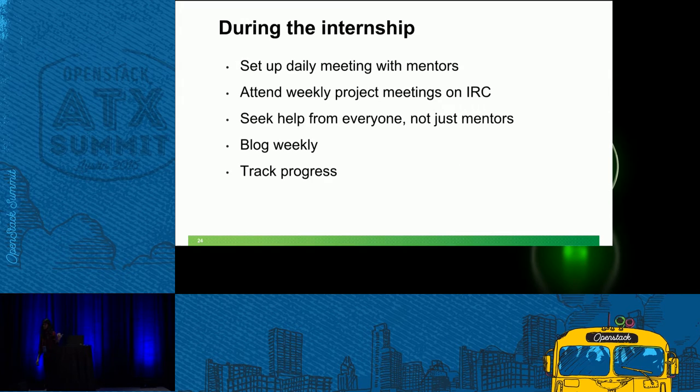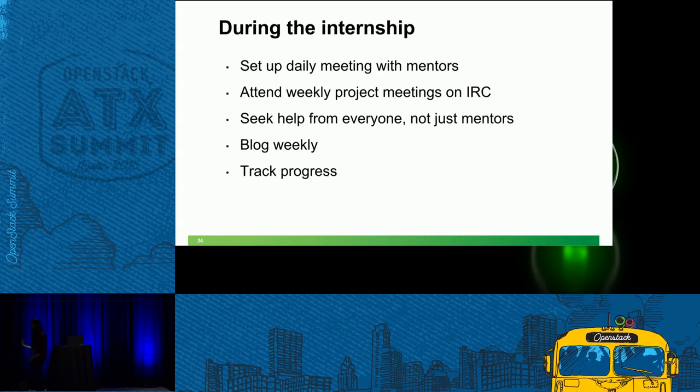So the previous ones were tips before the application, and this is during the internship period. What you should do is set up daily meetings with your mentor. Be in touch with them as much as possible. Set up a time, probably depending on the time zones, with your mentor. Then all the projects have weekly meetings on IRC.